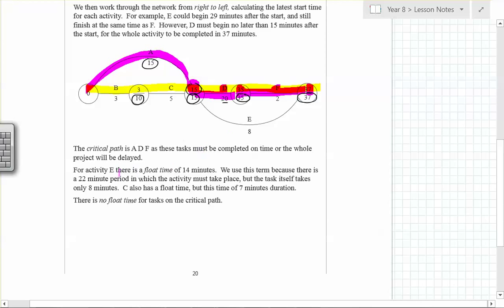Okay. E, there is a float of 14 minutes. We see that because 15 to 37 is actually how long? 22 minutes, and we only need 8 of those, so we've got a float of 14 minutes. There's no float time for tasks on the critical path. You'll see that. Critical path, no float time. Alright? Okay, so this is a very simple network diagram.